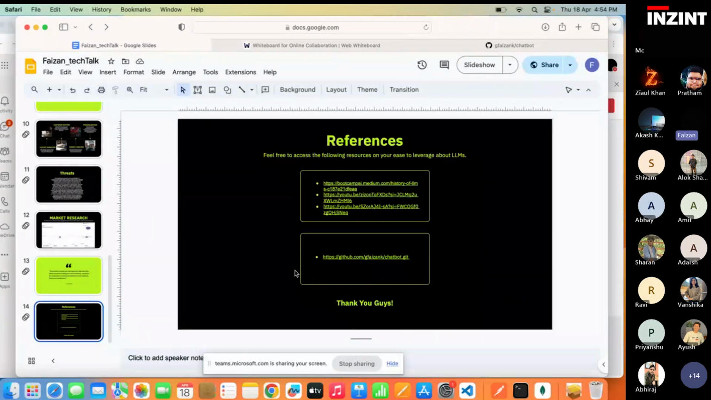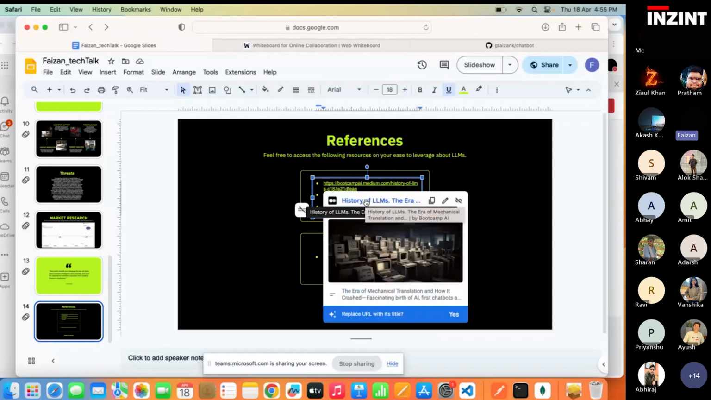Okay, guys, thank you so much. I will be sharing these references with you. I will be sharing this PPT with you in the group chat, and I would also like you to go through these articles. This is one of the articles, on Medium. It involves the history of LLMs. It can tell us how LLMs were generated, how the idea of LLMs was put forward.